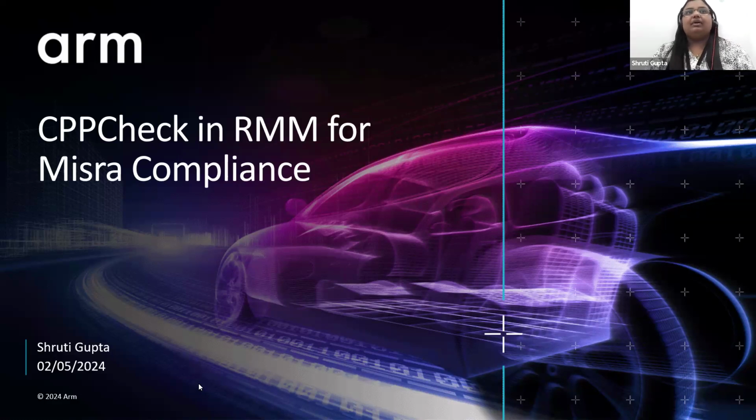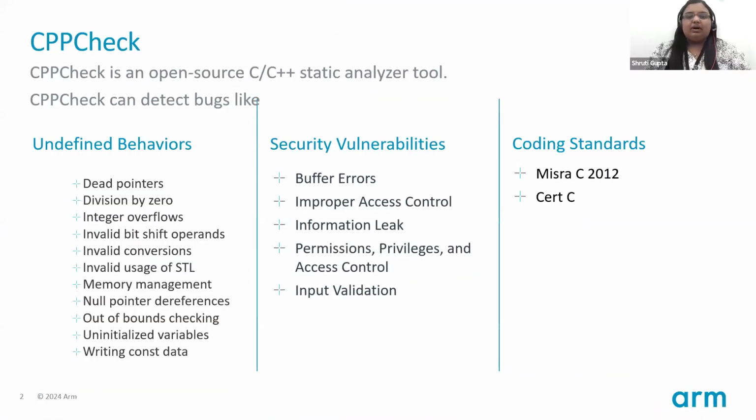So I'll be talking about how we are using CPPcheck for MISRA compliance in the RMM. CPPcheck is an open source, free tool. It's a static analyzer and it can detect various kinds of bugs, like undefined behavior and security vulnerabilities. It also has an add-on to check coding safety guideline standards like MISRA and CERT C.